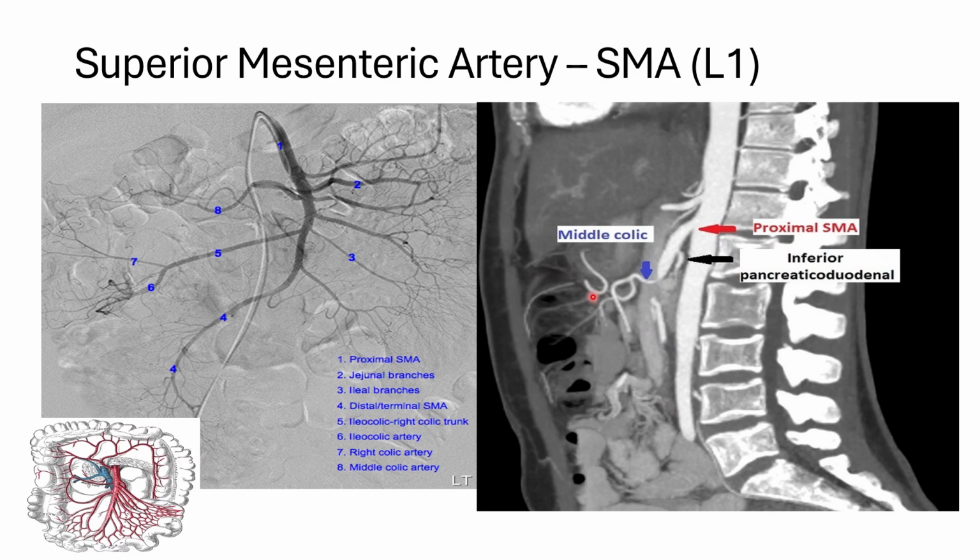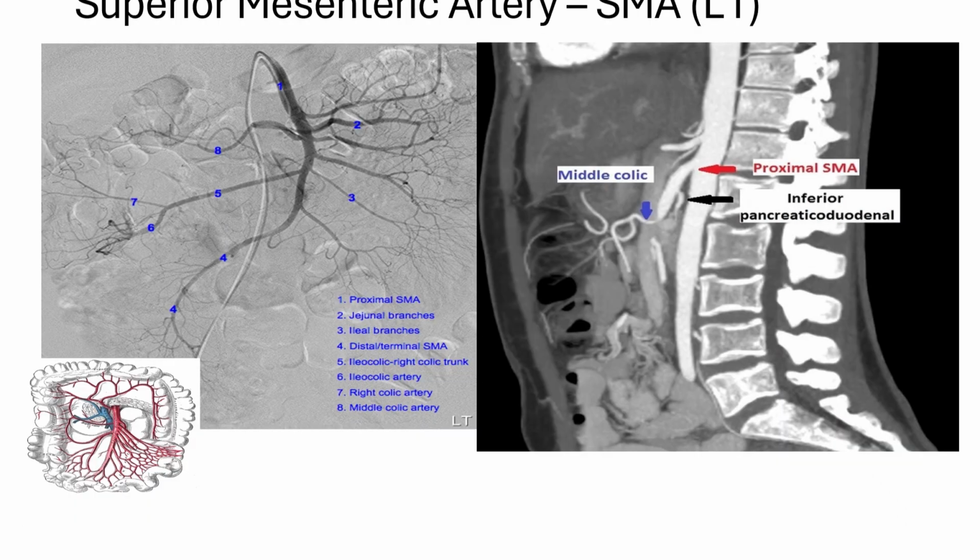Now this is the sagittal image showing the middle colic artery, proximal SMA, and inferior pancreaticoduodenal branch of the superior mesenteric artery. It supplies the midgut structures like the small intestine, cecum, ascending colon, and proximal 2/3 of the transverse colon. Its key imaging point is that the SMA runs anterior to the left renal vein, and it can show the nutcracker relationship with the left renal vein.